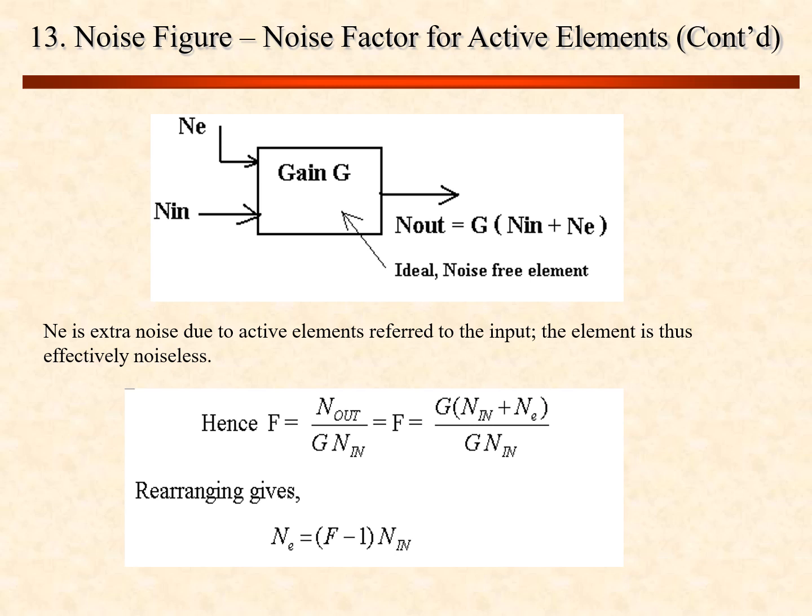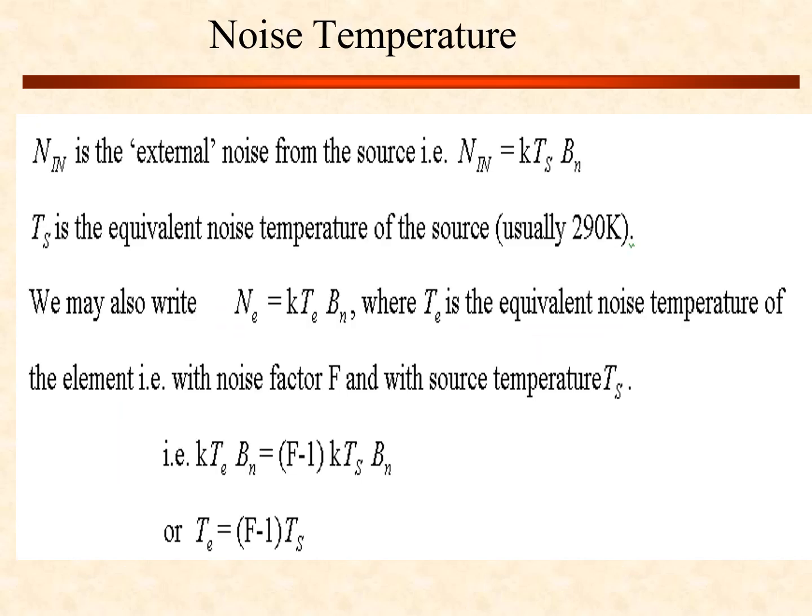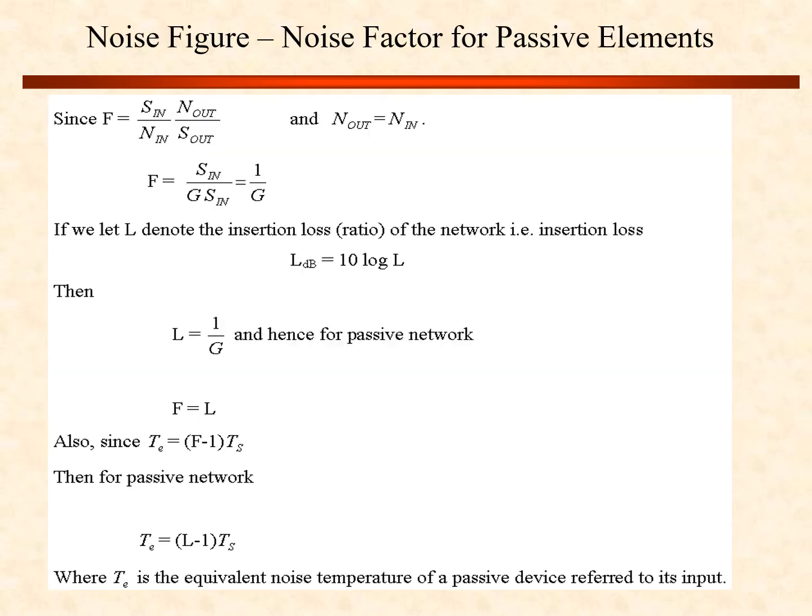So NE is the extra noise coming from the previous one, and G represents the gain of that element, N in represents the noise input from the previous one. So rearranging, NE equals F minus 1 of N in. Okay, so N in is the external noise from the source. Then TS is the equivalent noise temperature of the source. Then we can write NE equal to k TE B N. So TE is the equivalent noise temperature. So finally we can get the equation TE equals F minus 1 into TS.